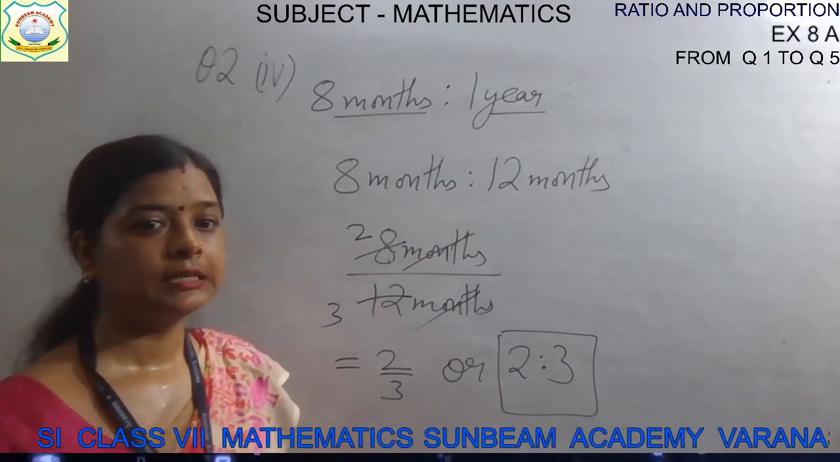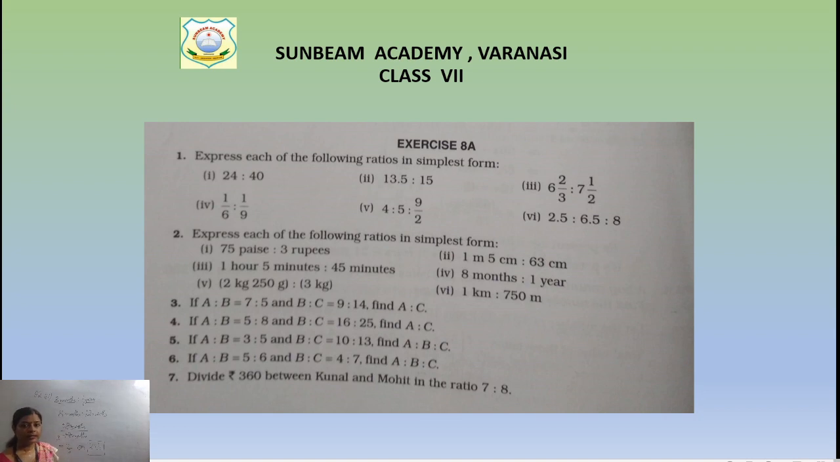Now next question, that is the 6th part children. It is 1 kilometer is to 750 meter. Come on, let's see who will write first. Who will write first children? You have written? Oh, I am late. No worries. Question number 2, 6th part. This is 1 kilometer is to 750 meter. One value is in meter and another value is in kilometer children.